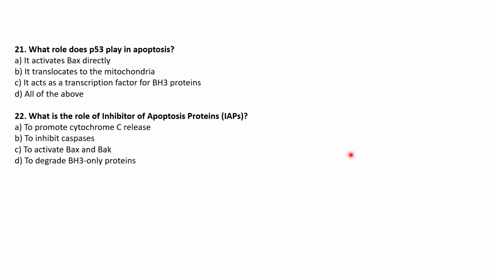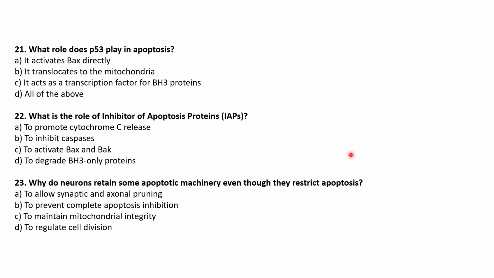All right, and the last question before our final topic is, why do neurons, as was mentioned right in the coursework, retain some apoptotic machinery even though they restrict apoptosis? What is the point of doing that, right? Do you guys remember the reason? It's a delicate balance of apoptotic machinery that's needed.